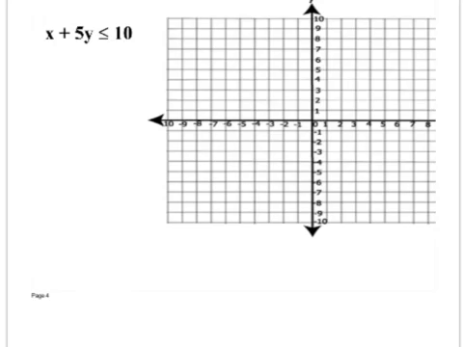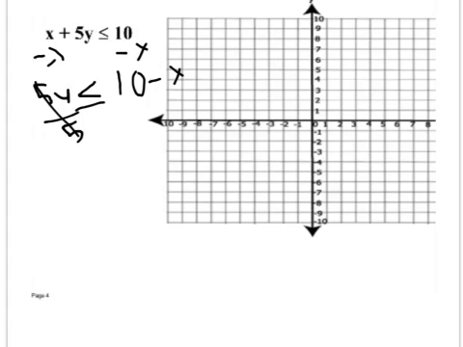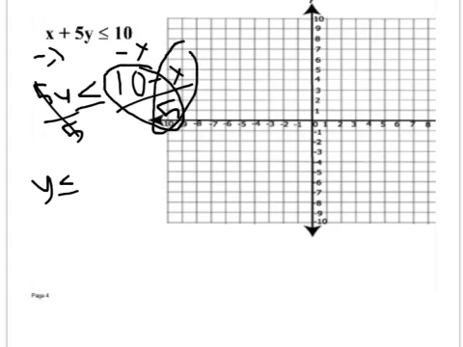Alright, so let's graph this. First thing I need to do is get y by itself. So I'm going to subtract x. 5y is greater than or equal to 10 minus x. Okay, I'll switch it around in a second. You divide by 5, you divide this by 5. Y is greater than or equal to. What I do is I take 10 divided by 5. I take negative x divided by 5 as well. That leaves me with negative x divided by 5.